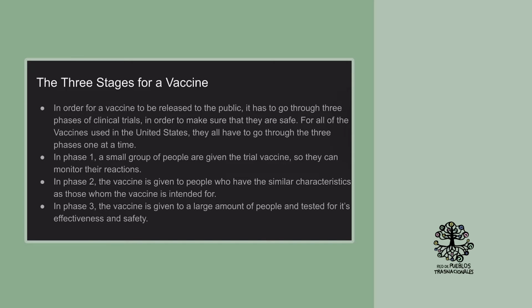In phase 1, a small group of people are given the trial vaccine so they can monitor the reactions. In phase 2, the vaccine is given to people who have similar characteristics as those whom the vaccine is intended for, such as the elderly or children. In phase 3, the vaccine is given to a large number of people and tested for effectiveness and safety. So this is how they get their percentage of how effective the vaccine is, right? So when they say 80% of the time it's effective, this is how they actually get that number.